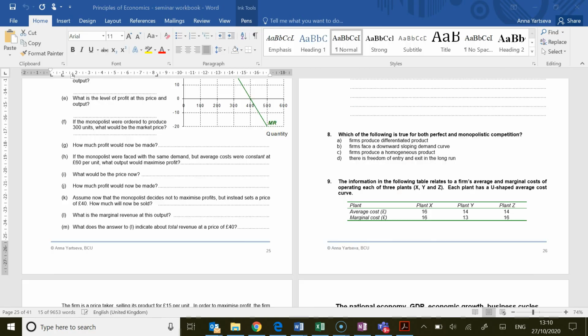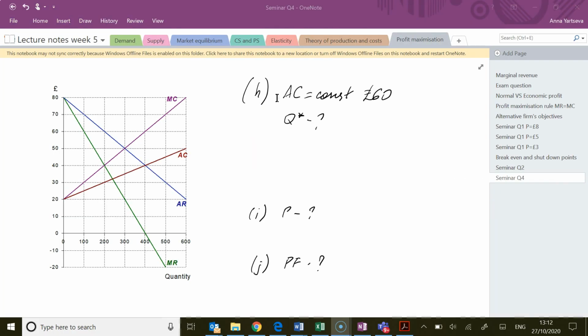Next question, H. Question H asks you, if the monopolist were faced with the same demand, but average cost were constant at £60 per unit, what output would maximize profit? Let's redraw our graph. So question H, average cost is constant at £60, and we need to figure out what would be the optimum production level in this case.